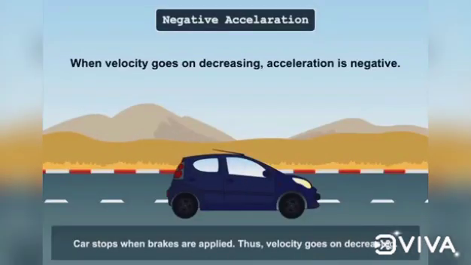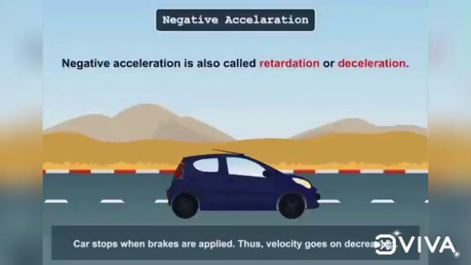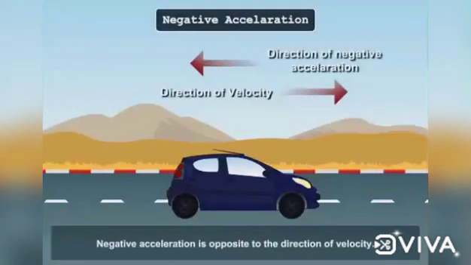Now negative acceleration. A car stops when brakes are applied, thus velocity goes on decreasing. Negative acceleration is also known as retardation or deceleration. The direction of velocity and the direction of negative acceleration are always opposite.